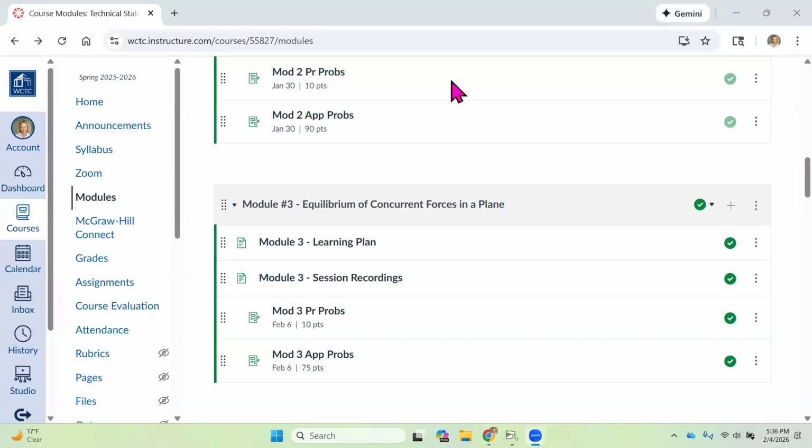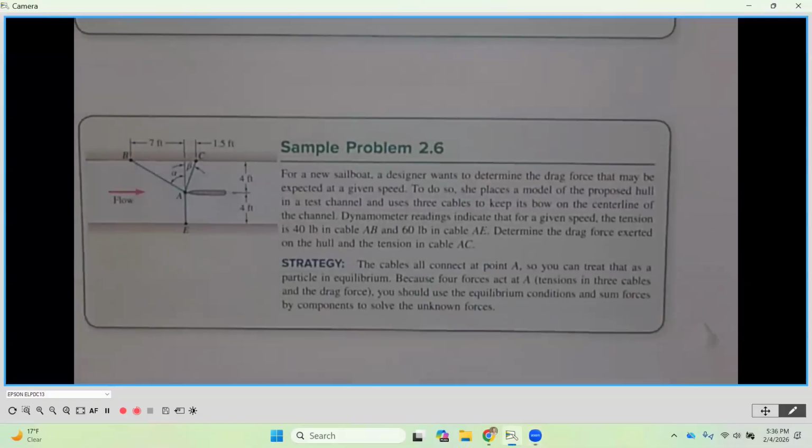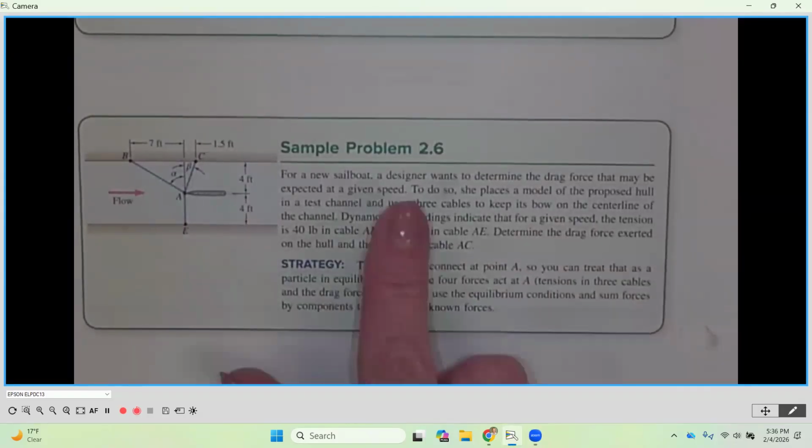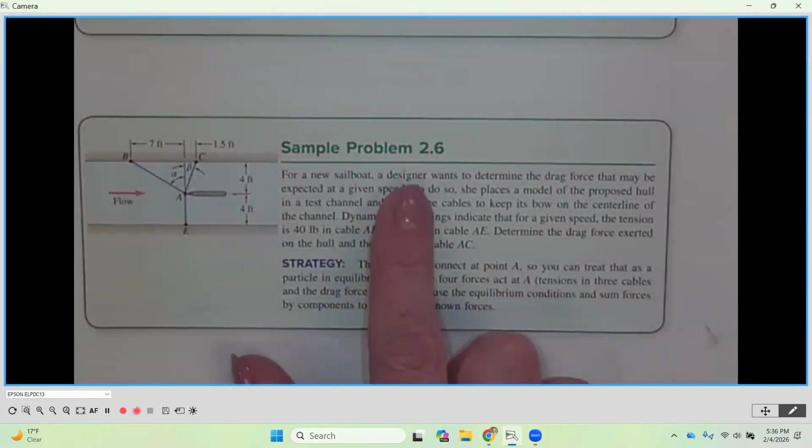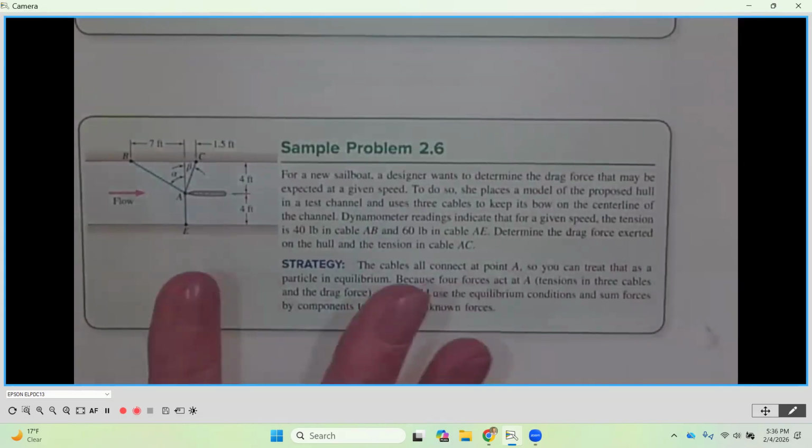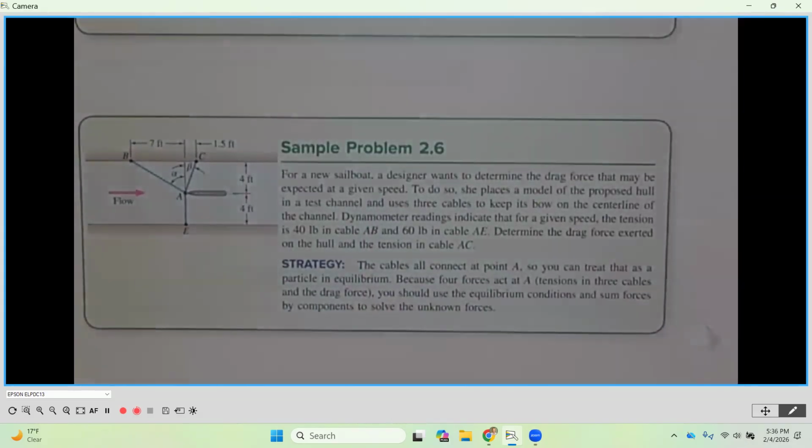Okay, so we are going to finish up the practice problems we need to do in Module 3. I've already pulled up the very last problem we're going to be doing on the screen here. This is on page 42, sample problem 2.6. We'll read through the practice problem, go through it, and then we will be all set to start working on the application problems.